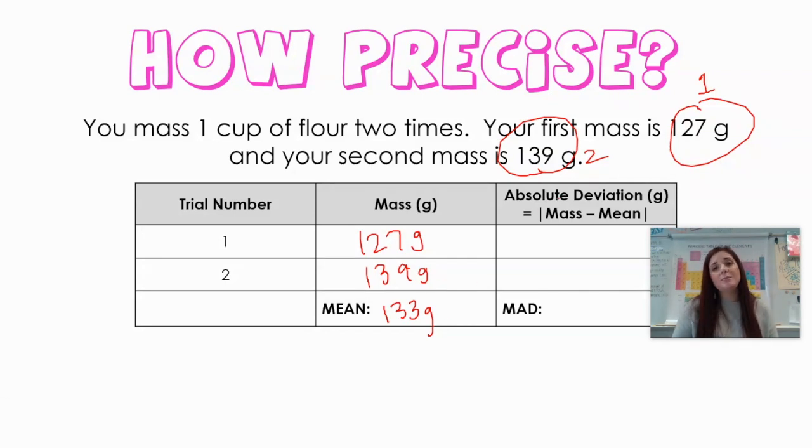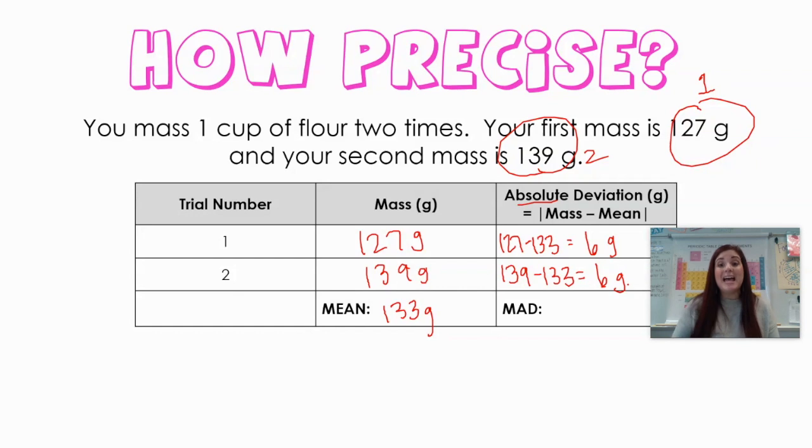Then what I'm going to do is find the absolute deviation. So how far is each individual mass from the mean? But I want to take the absolute value of that. So I'm going to take 127 grams minus 133 grams, and when you do that, you're going to get -6. But it is the absolute deviation, so I'm just going to change it to 6 grams. I'm about 6 grams from the average. And the second one, I'm going to do the same thing: 139 minus 133, which also gives me 6.